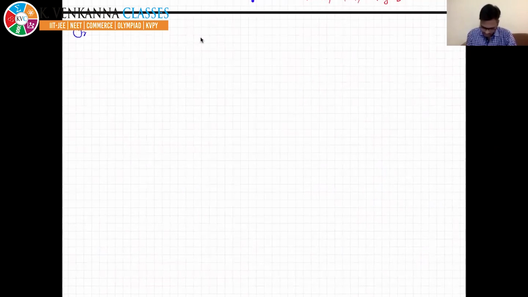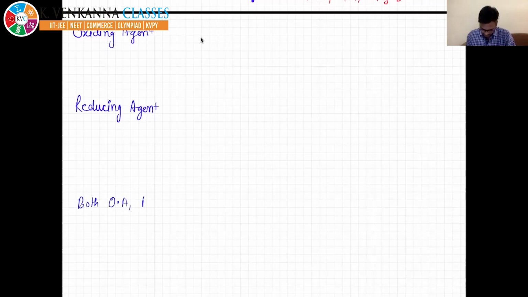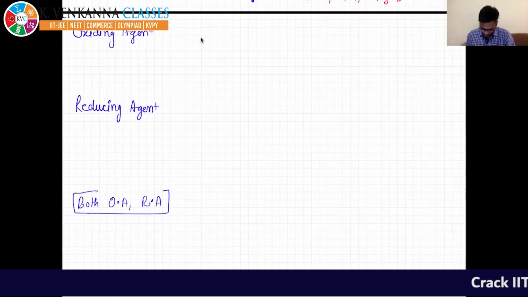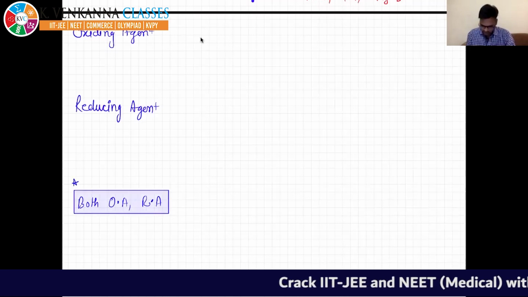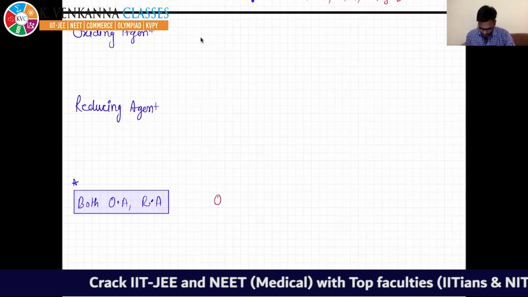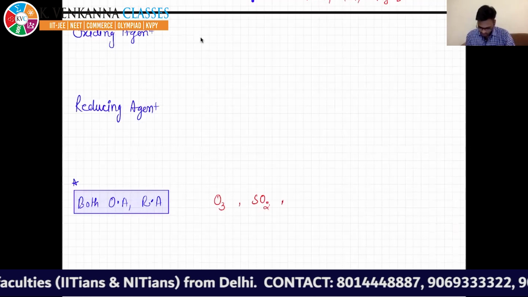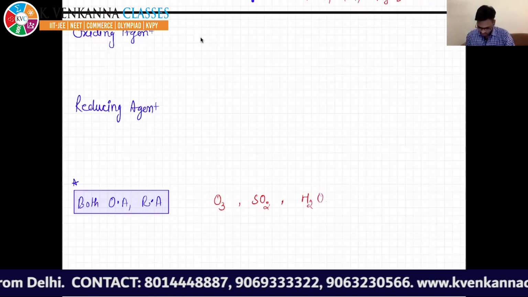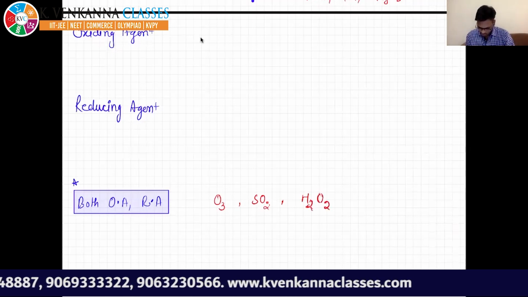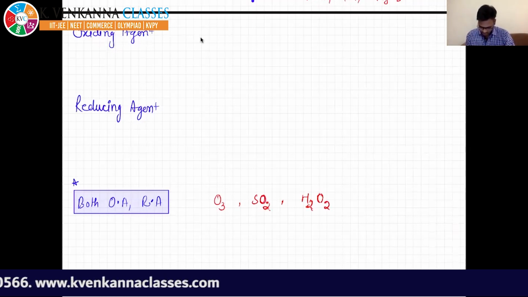Oxidizing agent. If I want to give you the list: oxidizing agent, reducing agent, and then both oxidizing and reducing. I am writing the last one first. This is very important because they can ask any of the three. For example, O3, SO2, H2O2, they can behave as both.